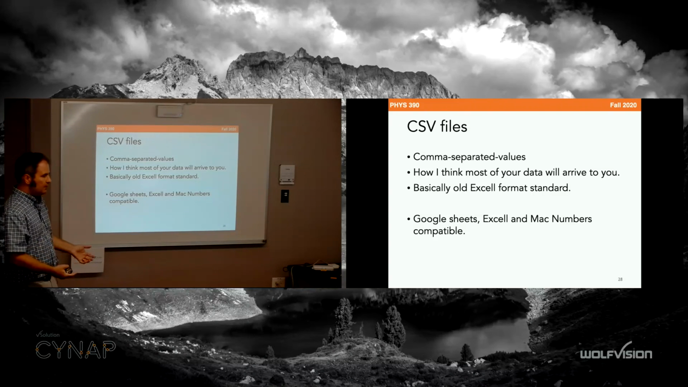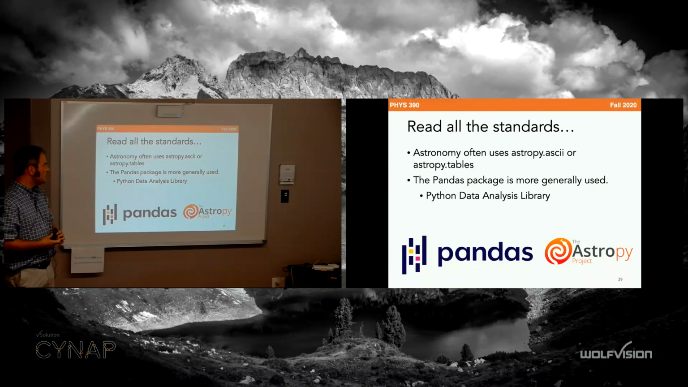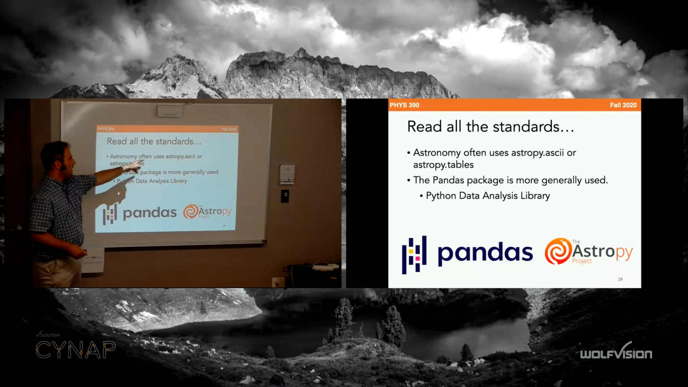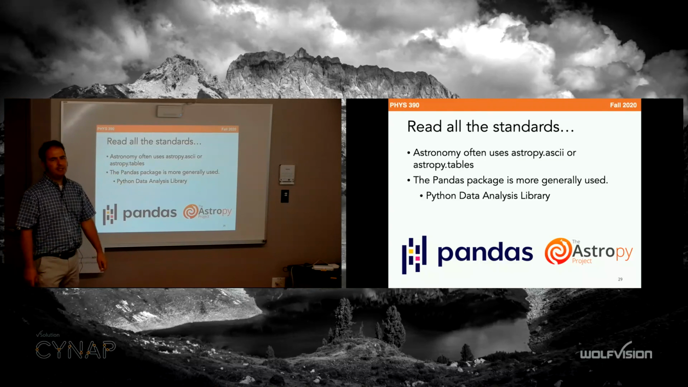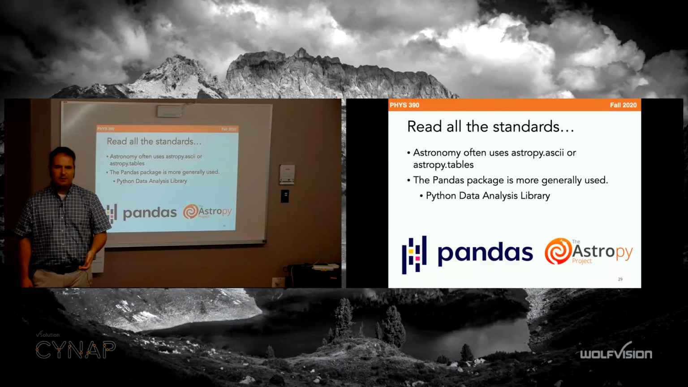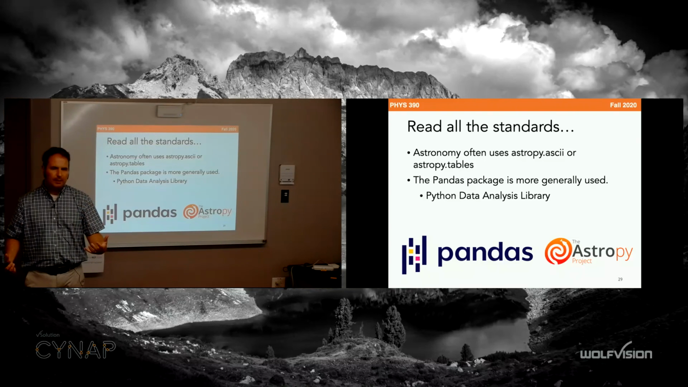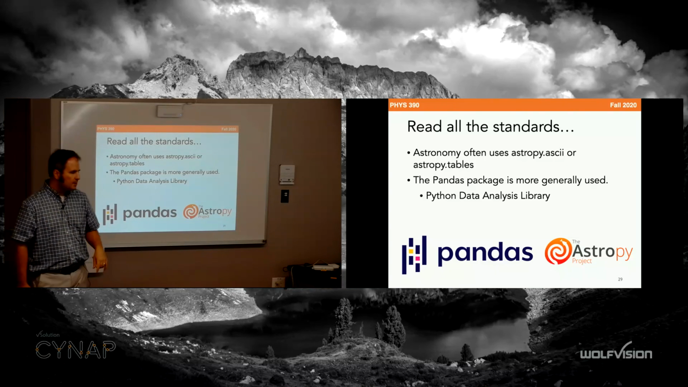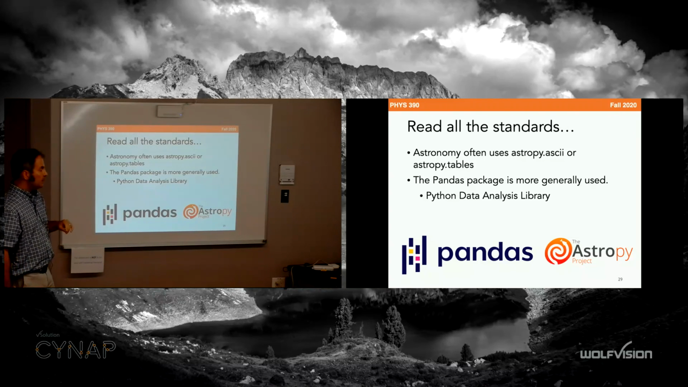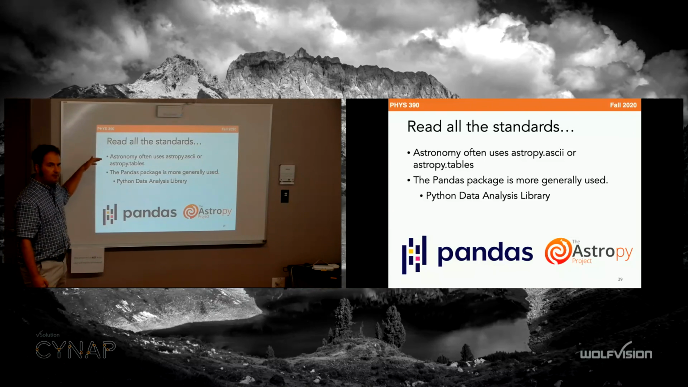I know this stuff is here in Python. So read all the standards in your field. For astronomy, we use AstroPy ASCII, or mostly AstroPy tables. That ingests a CSV file and puts it in a table format, which already has column names and remembers what units they are. There are other tricks we can do, and AstroPy has different ways that it can then format them, for example.